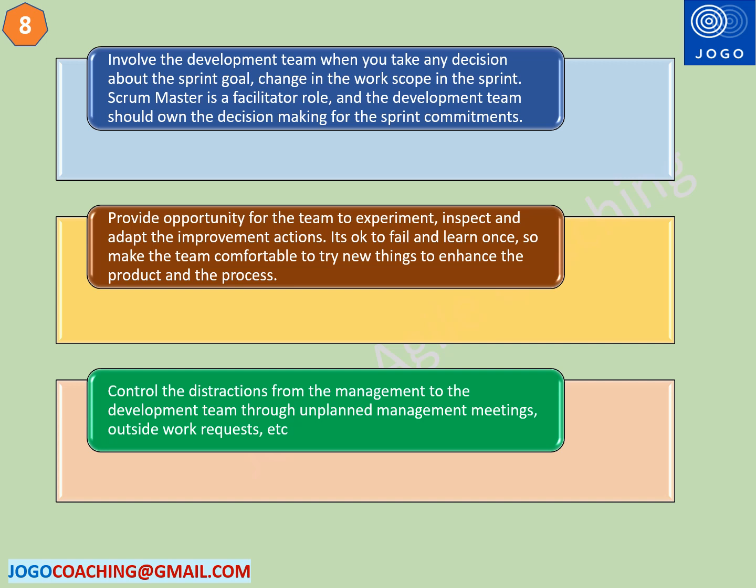The next best practice is related to decision making. Involve the development team when you take any decision about the sprint goal or change in the work scope in the sprint. Scrum Master is a facilitator role and the development team should be involved in the decision making process as they are owning the sprint commitment.